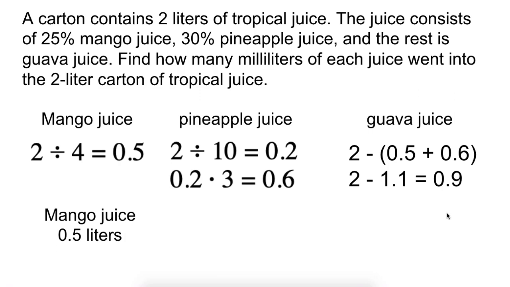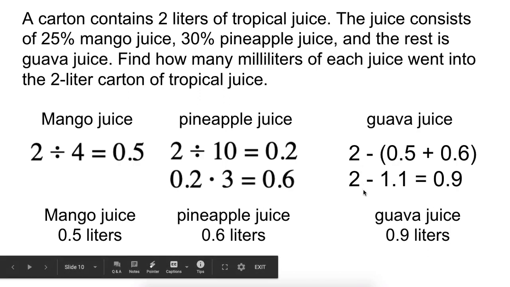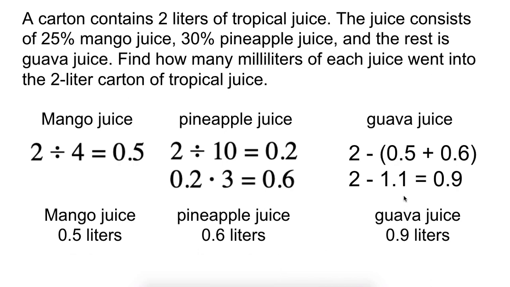So we have 0.5 liters of mango juice, 0.6 liters of pineapple juice, and 0.9 liters of guava juice. So again, we could use the part to whole. Like I said, we could have also just found out what 45% of 2 liters was, and we would have got the same answer. So there's a couple ways you could do this. You could either find the percentage of the guava juice and then find the percentage of 2, or we could just use the part to whole relationship here and take the others away.